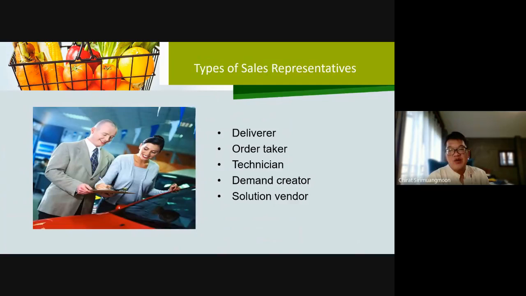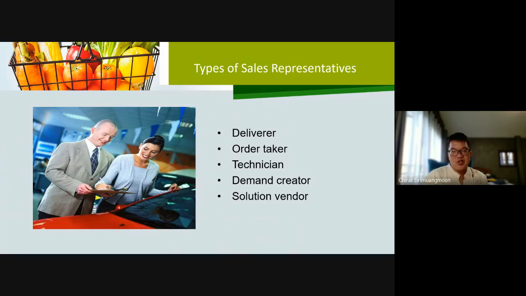So we just talk about representatives of the company. So what is the type of sales representatives? Sometimes sales representatives can be delivery, like you have a food product like Grab or Food Panda, so that is delivered. So this is sales representatives. They should have a good look, good responsibility, and good communications.